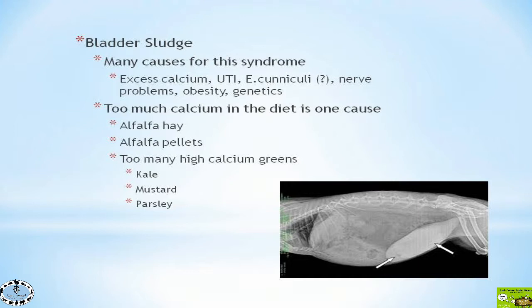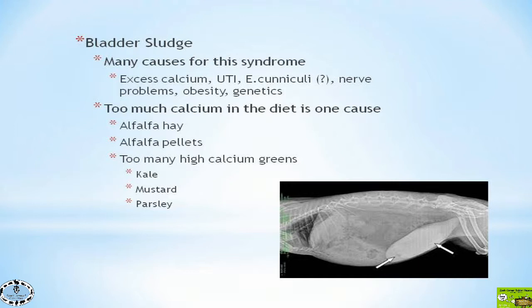Now, there are lots of different causes for it. We do know that high calcium diets can result in bladder sludge, because rabbits are very efficient at absorbing calcium from their diet, and then they excrete it through their kidneys and into their bladder. But urinary tract infections can cause it.